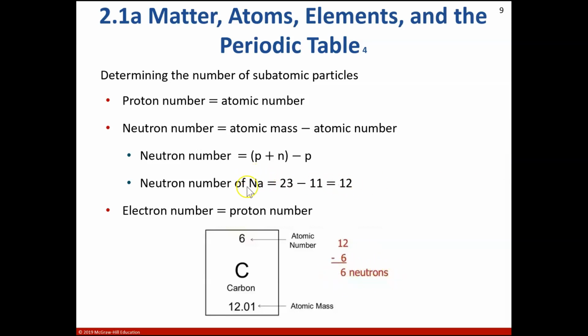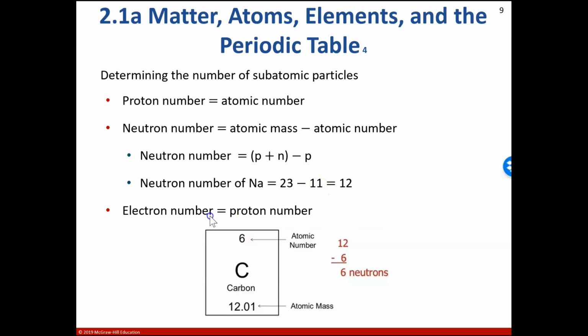There's another example here of sodium, or Na, and we could take its atomic mass and subtract its atomic number in order to get the number of neutrons. So that would be 12 neutrons. Our atomic number was 11, so we have 11 protons.